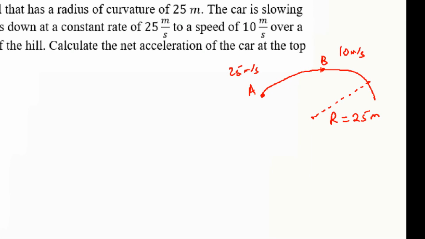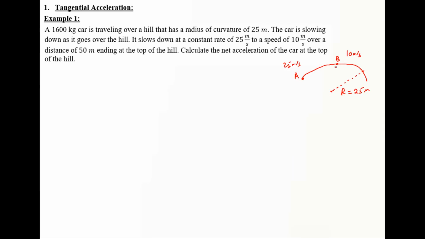Then let me draw here, to represent what's happening in a drawing. So suppose this is a hill, and the radius of the hill is considered to be constant and is given by 25 meters. Initially the car started from point A at a speed of 25 meters per second, and it will end at the top of the hill with a speed of 10 meters per second. Then notice that if the car is moving from A to B, it is moving along a circular path. Its speed is changing, so it has tangential acceleration and it has centripetal acceleration.